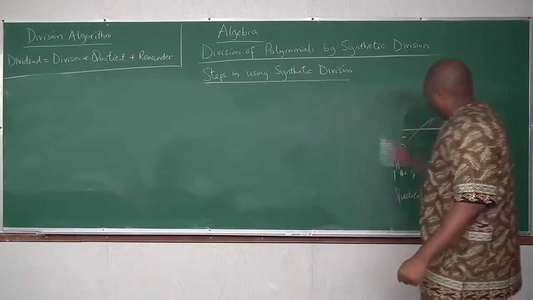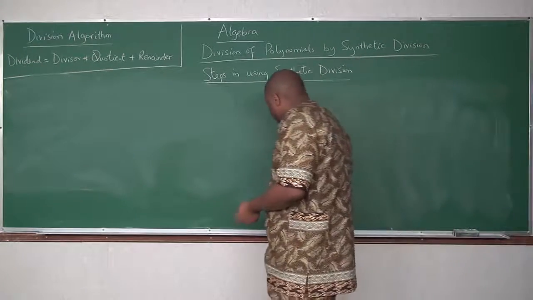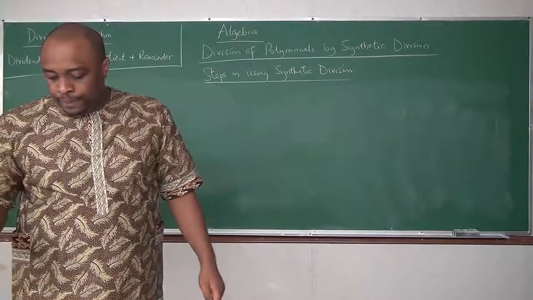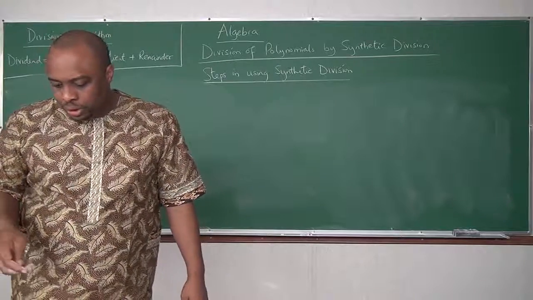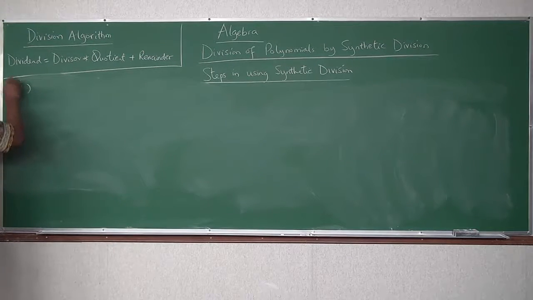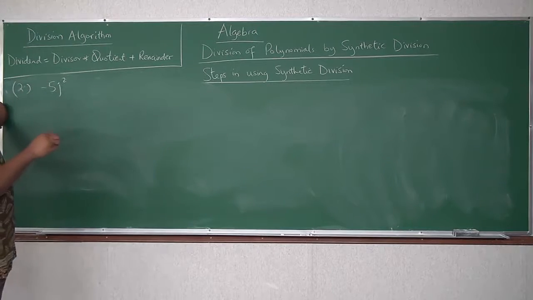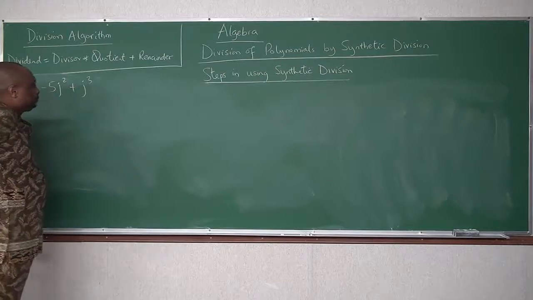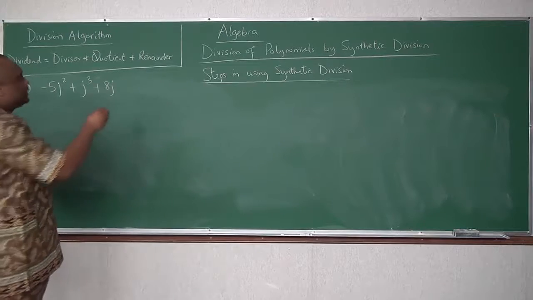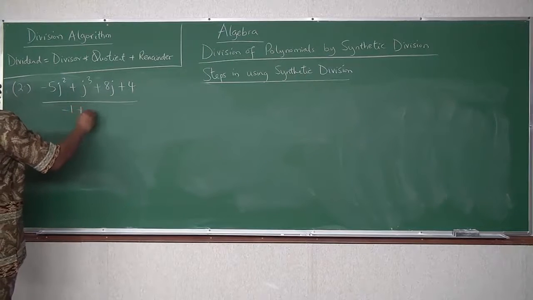We shall now complete the other ones and make sure we get the same answers that we got with the long division. Okay, I got that one right. Number two is this one: negative 5j squared plus j cubed plus 8j plus 4, all over -1 plus j.